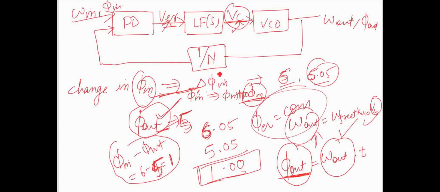So that is the use of this feedback. Feedback will compare phi in and phi out. By that, phi error will increase, and by this VC will increase, and after this your phi out will increase, and in such a way it will keep phi error constant. And the PLL will remain locked. Hope you all understand this.